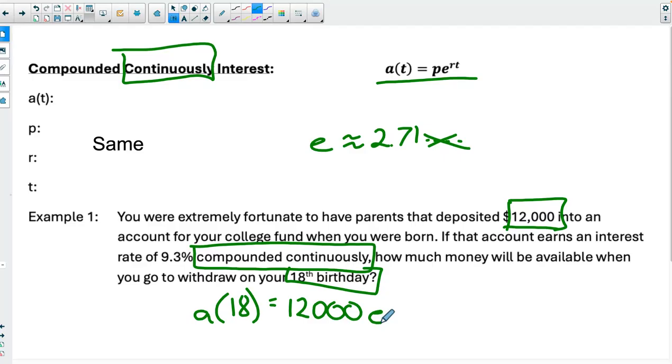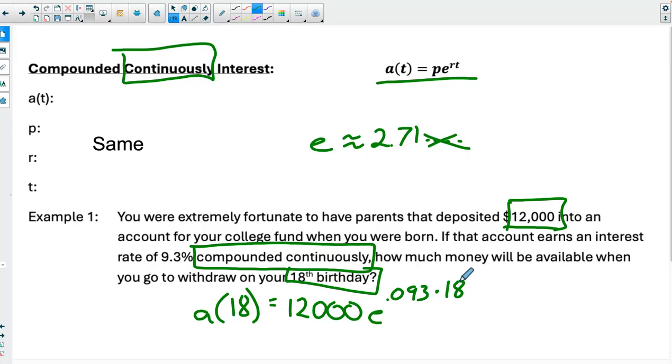9.3. 0.093. So we're going way over. So 0.093, and then times 18. Now let's talk about this in one other way really quick.